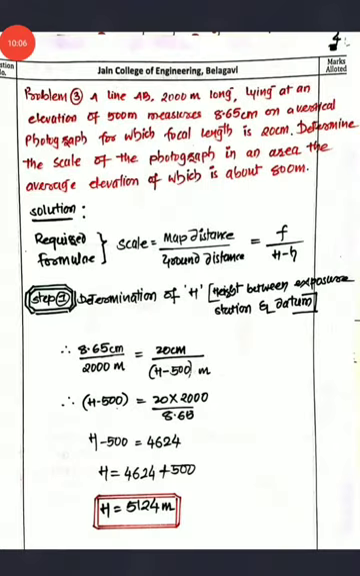Okay friends, now this is problem number 3. It says that a line AB, 2000 meters long, lying at an elevation of 500 meters, this is ground RL 500 meters, measures 8.65 centimeters on a vertical photograph, for which the focal length is 20 centimeters. Determine the scale of the photograph in an area the average elevation of which is about 800 meters.